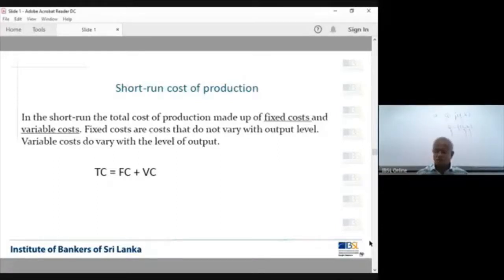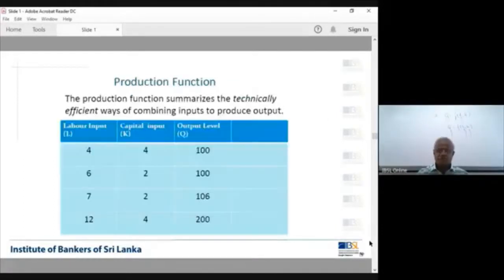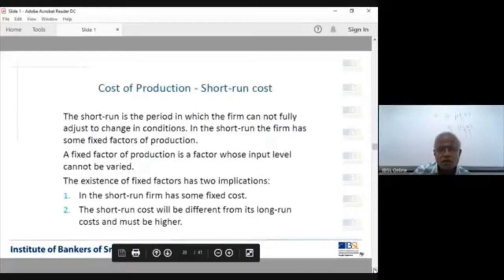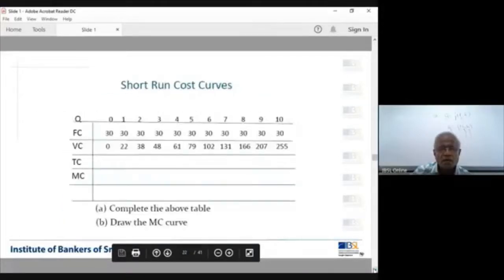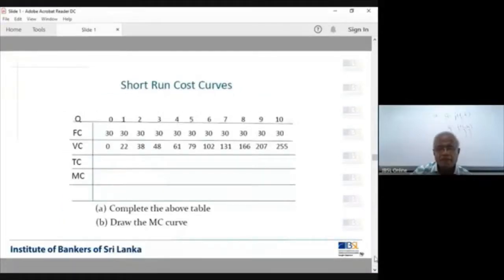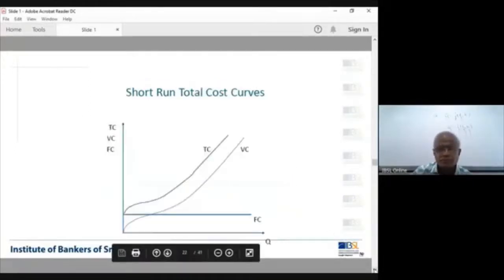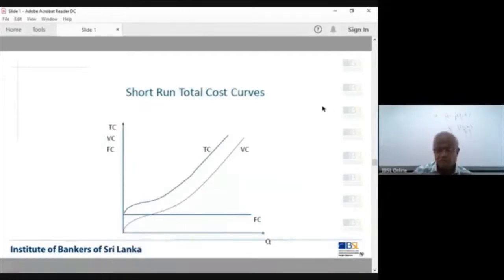Now we are going to draw the graph. Right. Okay. Now short run cost curves. Before that, I will draw these curves. This one, short run total cost curve. Okay, we'll come to this point.